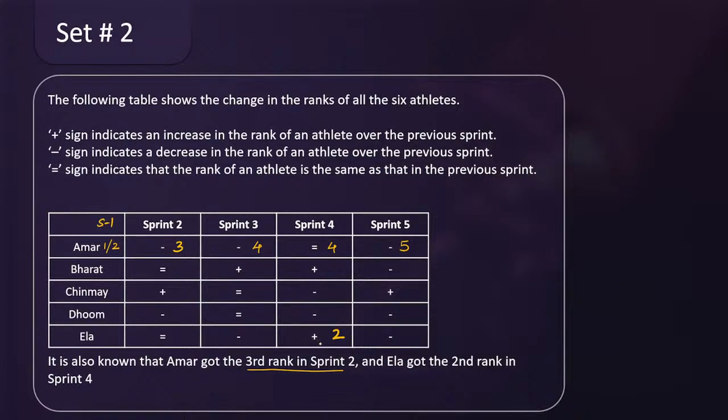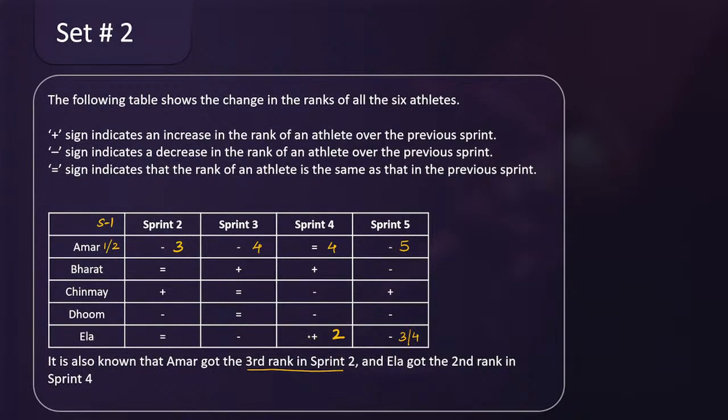Let's move ahead and look at the values of Ela. Okay, Ela की values check करते हैं. Now, Ela has rank number 2 in sprint number 4 and उसकी rank negative होगी sprint number 5 में. So I can say that Ela, since already in sprint 5, rank number 5 is taken by Amar. So negative rank होने के बाद either it can become 3 or it can become 4. Okay, 3 या 4 में से कोई भी एक rank हो सकती है Ela.